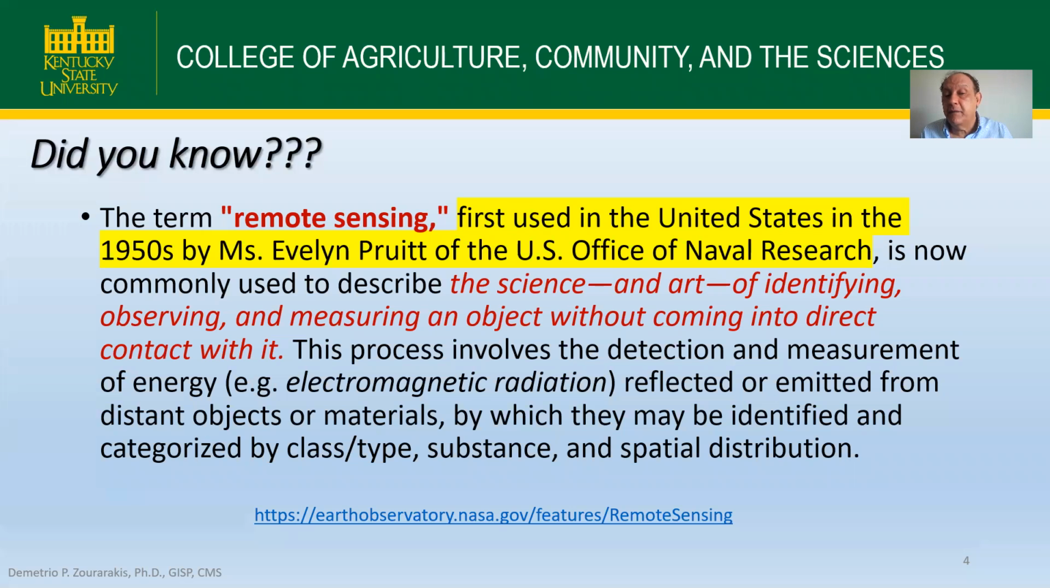Did you know that the term remote sensing has been in use only since the 50s? The person who created it was Miss Evelyn Pruitt from the U.S. Office of Naval Research. She created that term to describe the science and art of identifying, observing, and measuring an object without coming into direct contact with it. The process involves the detection and measurement of energy. I made a change on this. NASA's Earth Observatory says electromagnetic radiation. I think that energy would be better because sonar is remote sensing as well, right? Reflected or emitted from distant objects or materials by which it may be identified and categorized by class, type, substance, and spatial distribution.